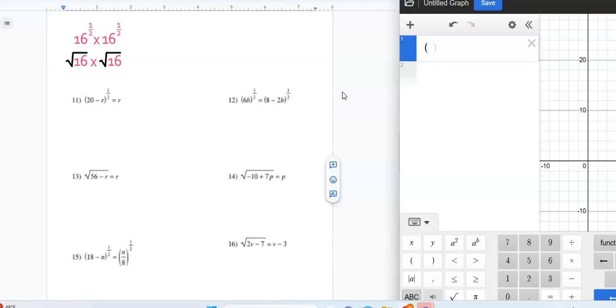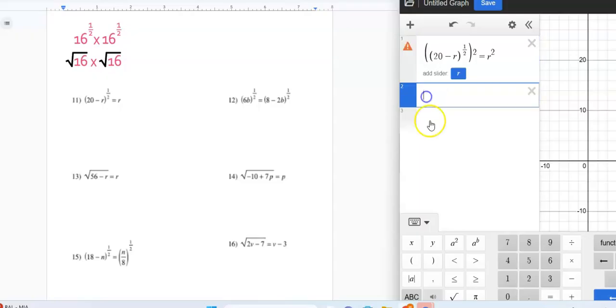So I'm going to just rewrite the question. 20 minus r to the power of a half equals r. Okay, so if you have this, you would square both sides. So that means the r gets squared, and all of this other side gets squared too. And then notice a half times 2 is 1. So the 20 minus r to the power of 1 is just 20 minus r. And that would equal r to the power of 2.